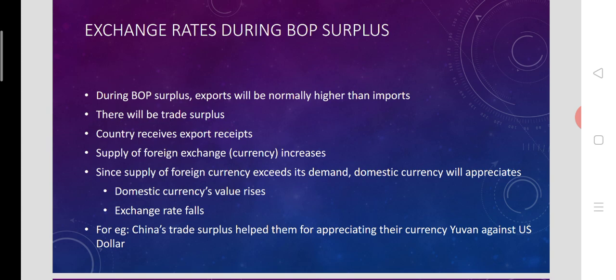So that means the supply of foreign currency exceeds the demand for foreign currency in the nation. So the demand for domestic currency will increase instead. So it will push the value of the domestic currency up. That means the domestic currency will appreciate against the foreign currency. So this is due to the prevalence of balance of payment surplus over a period of time.